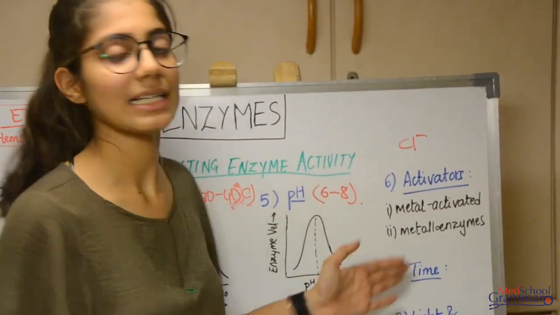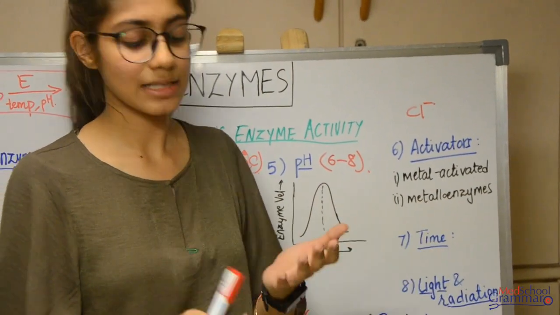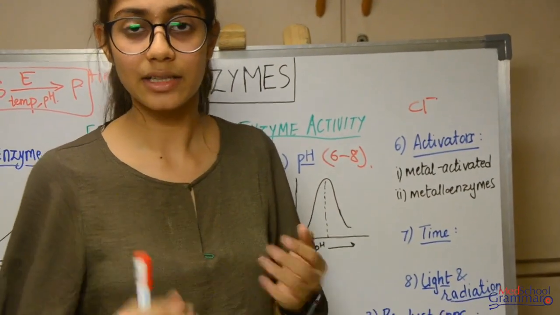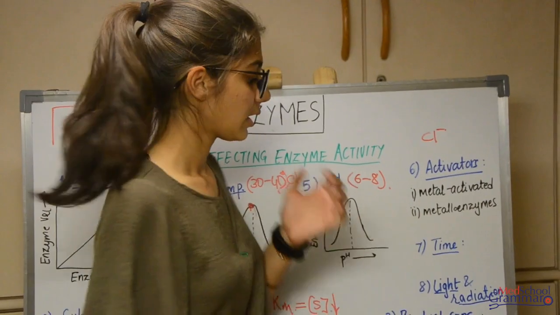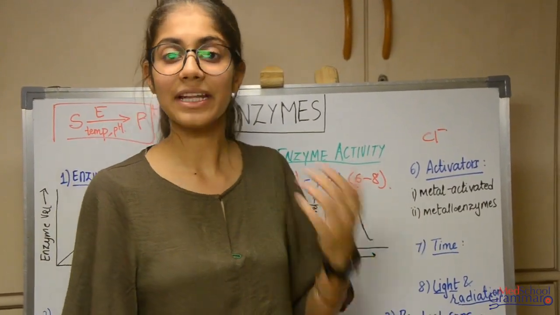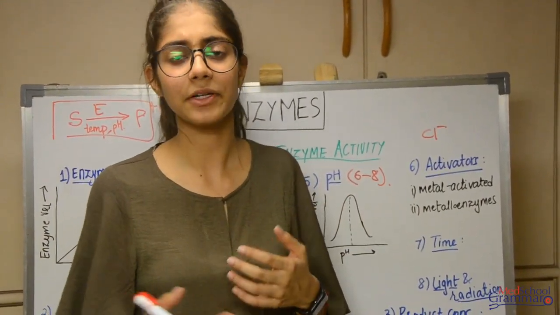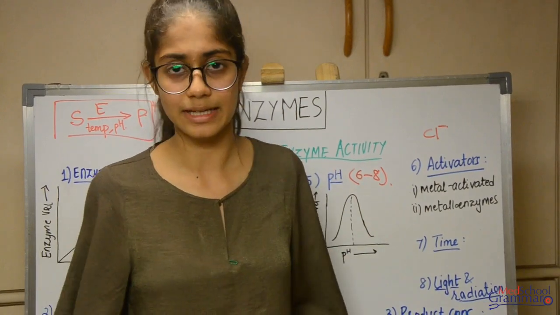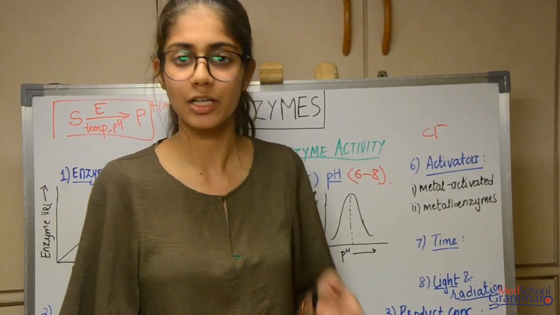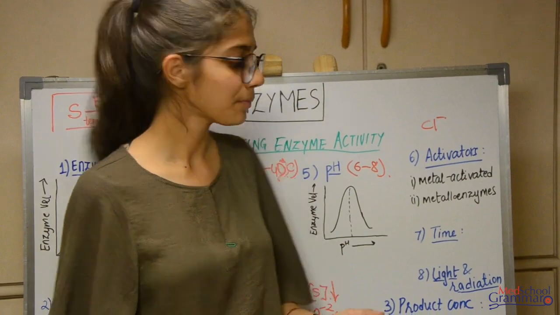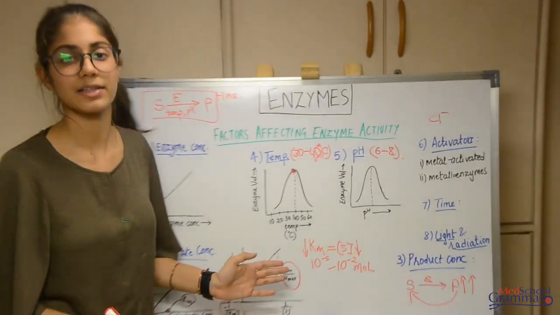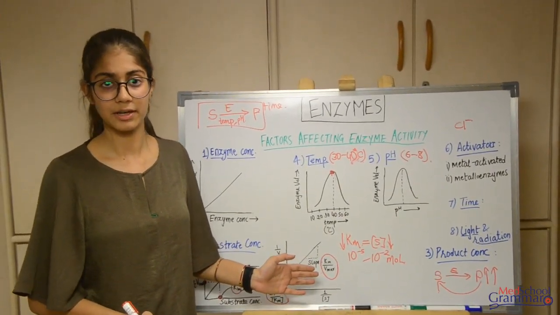Then we have light and radiation. Things like UV rays, gamma rays, and other radiations of that sort cause enzyme inhibition. They decrease your enzyme activity, and that is unfavorable for the reaction. Right? So that covers all the factors that affect your enzyme activity.